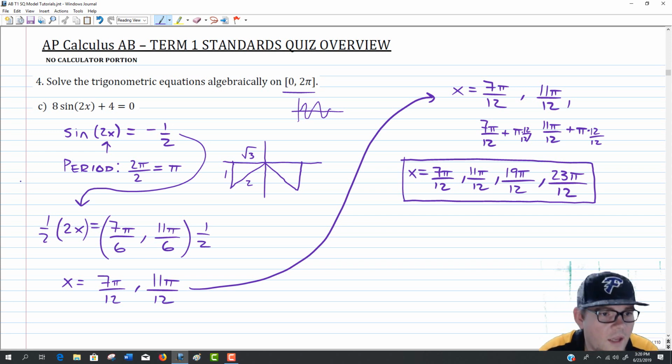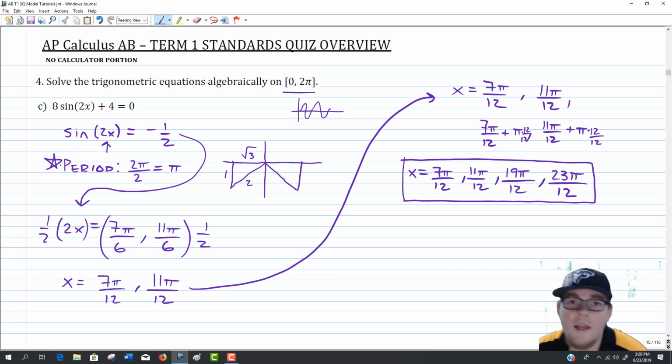So again, the important thing here, the new piece that we have to take into account, is that period. As soon as you see some coefficient that isn't 1 inside that argument, and specifically, by the way, just that scalar, that tells you that you're going to have to do some sort of adjustment like this and take the period into account. So in order for us to get all four solutions to this equation.